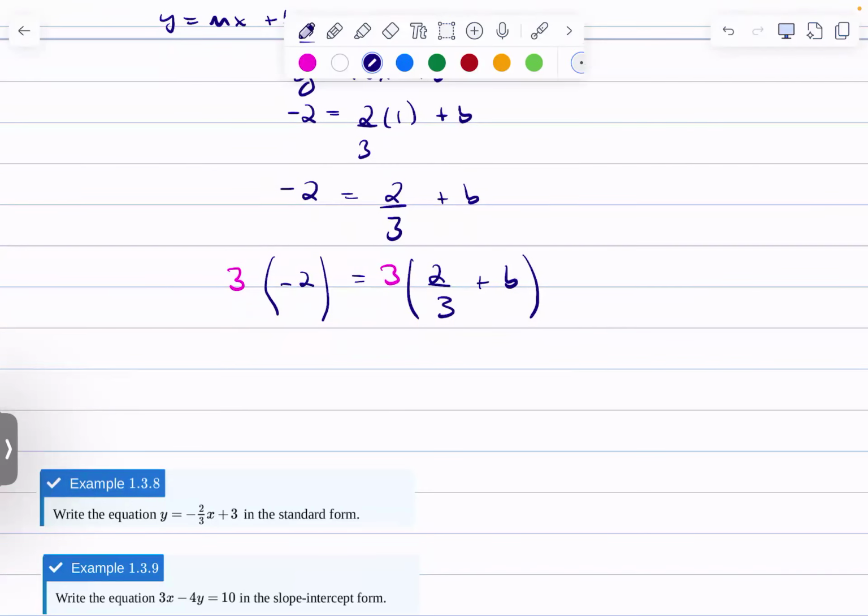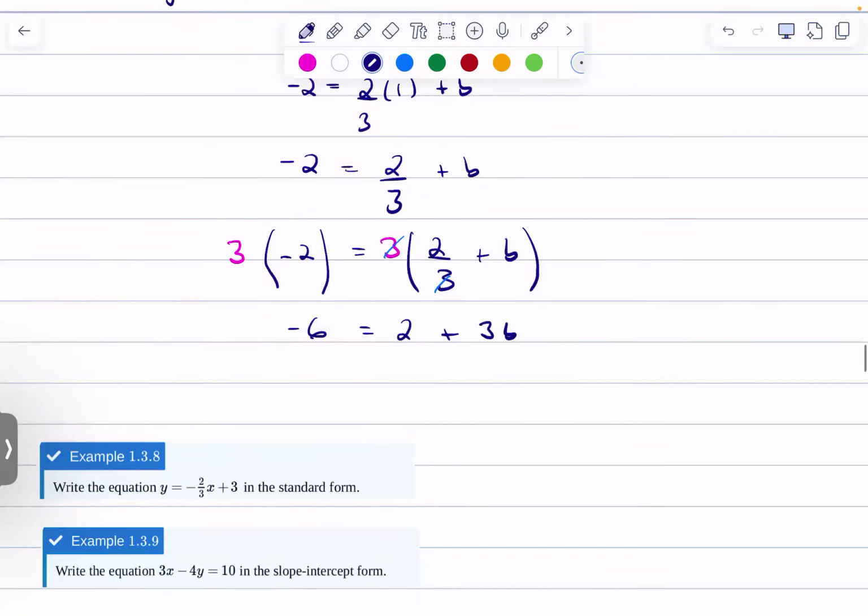So this will give us some temporary relief. You'll see why in a second here. All right. So I get -6 is, and 3 divided by 3 cancels out. So I get 2 plus, but be careful because this 3 has to be multiplied by this b, right? And so I still have plus 3b, which is okay for solving for b, right? But it still kind of makes a little bit of a mess.